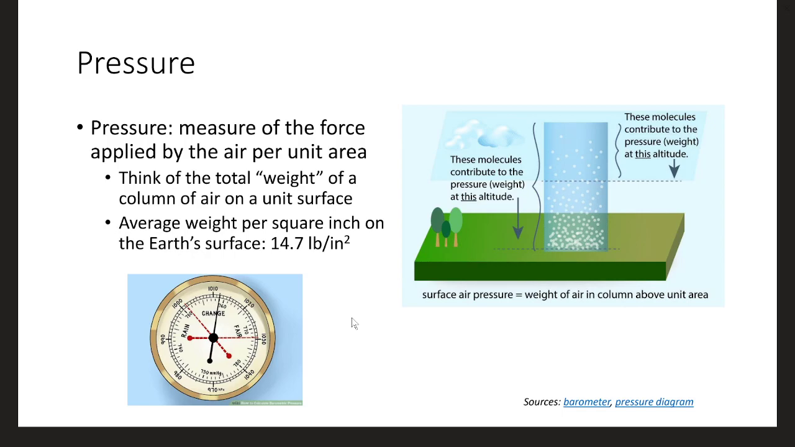So the atmosphere is pushing down on us at all times, and the average weight per square inch on the Earth's surface is 14.7 pounds per square inch. There is an unbelievable amount of weight being pushed on you right now, and you're just used to it, but it's pretty heavy.